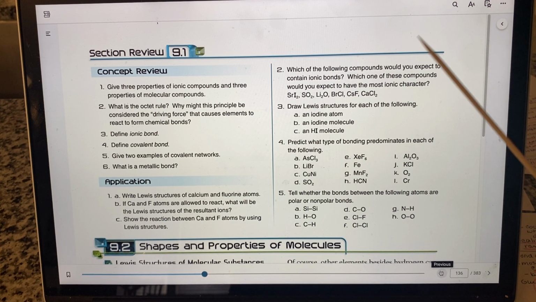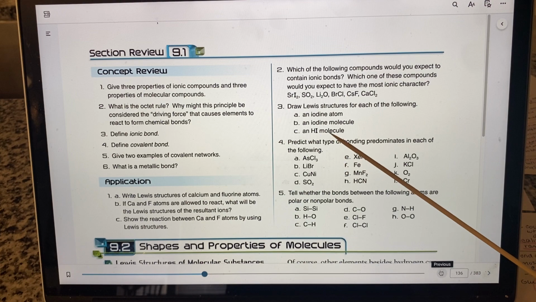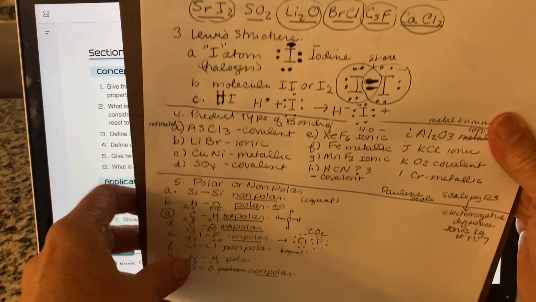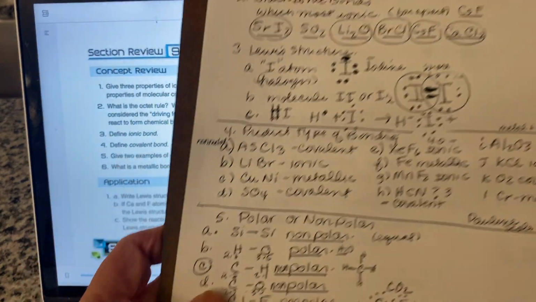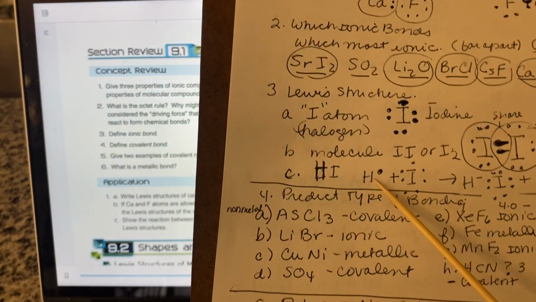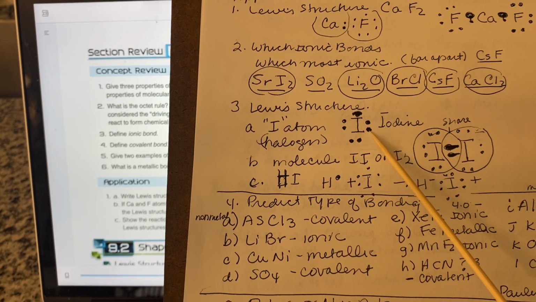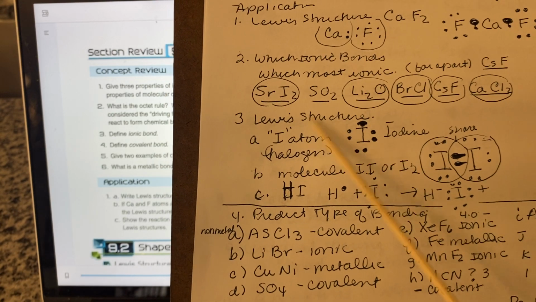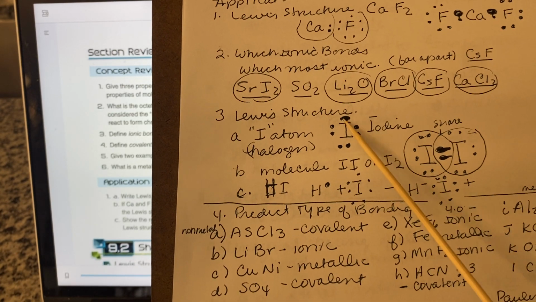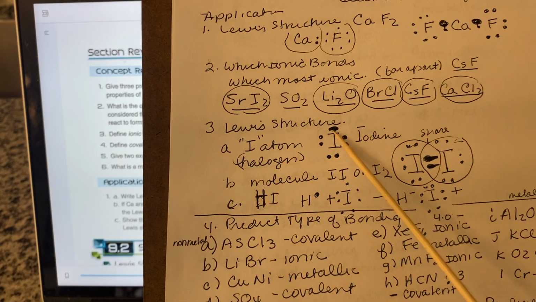Now we're going to draw Lewis structures for each of the following. What do we have? An iodine atom, an iodine molecule, and an HI, hydrogen iodide molecule. These are not very hard at all, and these are kind of fun to do too. So here is just an iodine atom. It has 1, 2, 3, 4, 5, 6, 7. It's a halogen, so it's going to have 7. It needs one more right here at the top to be full. That's the one it's interested in.